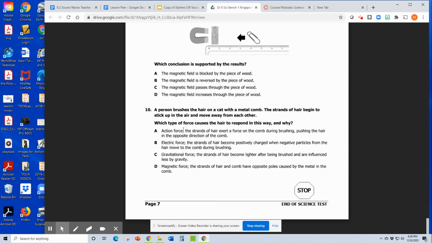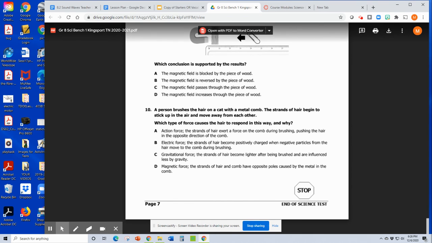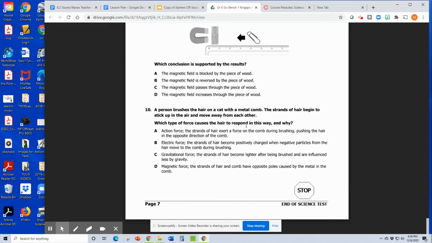And what's the last one? A person brushes the hair on a cat with a metal comb. The strands of hair begin to stick up in the air and move away from each other. What type of force causes the hair to respond in this way, and why? Well, hopefully we know by now that's static electricity.